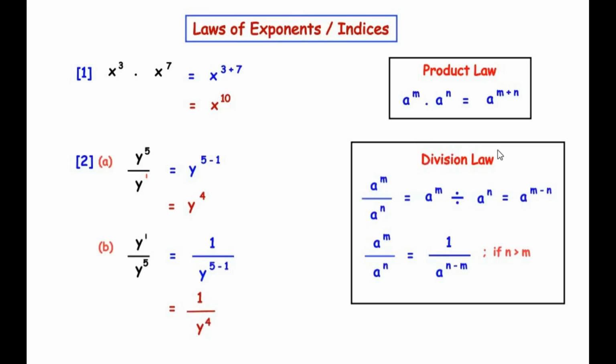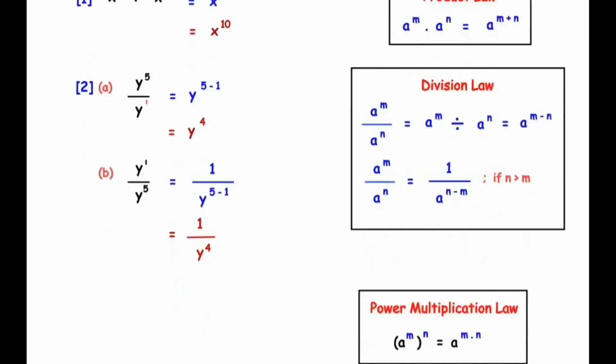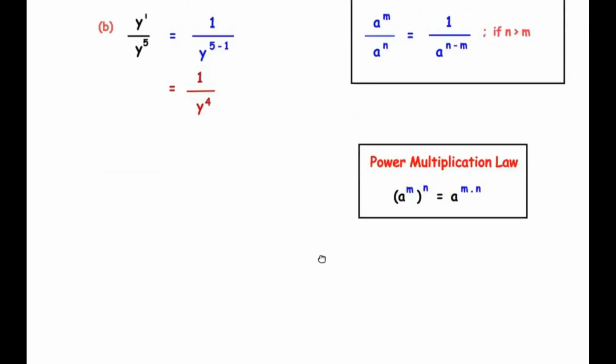So remember, in the division law we have two types. Now let us move on to the next law, the power multiplication law. Under this law we take the base a raised to the power of m, and this is again raised to the power of n. In such cases, where a power is again raised to another power, we get it equal to the base a, and the powers get multiplied.